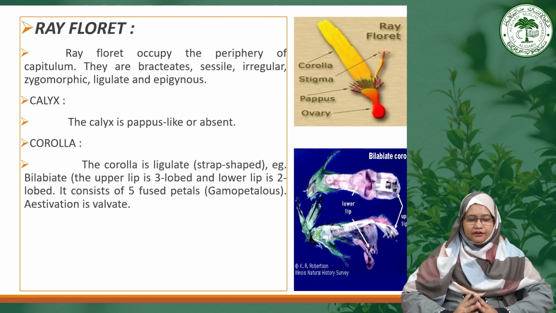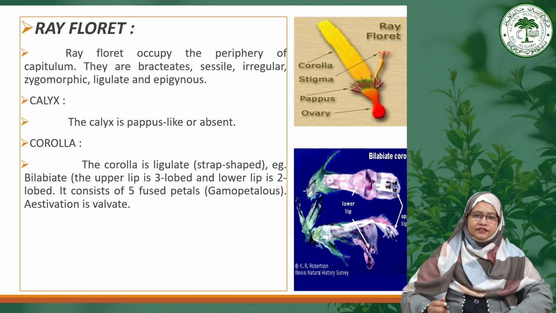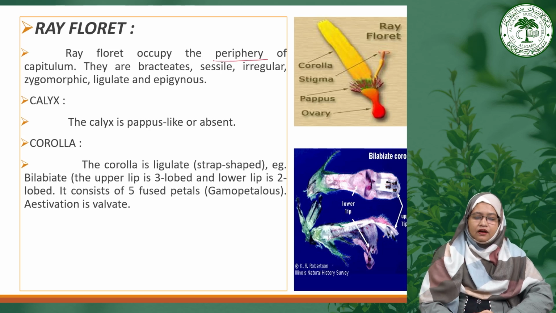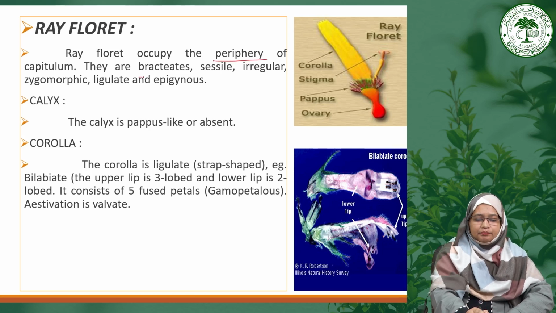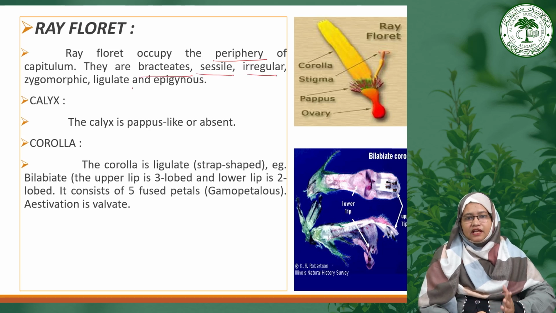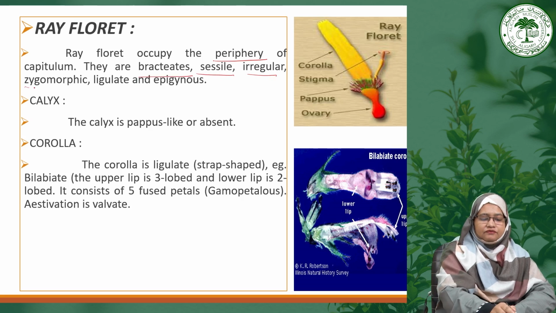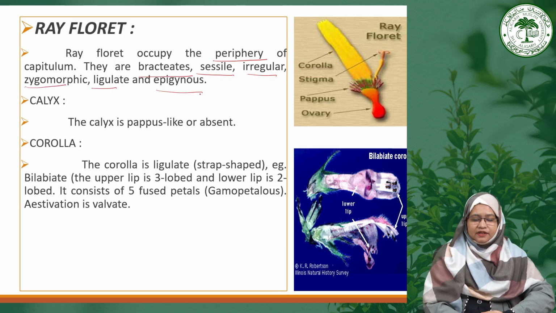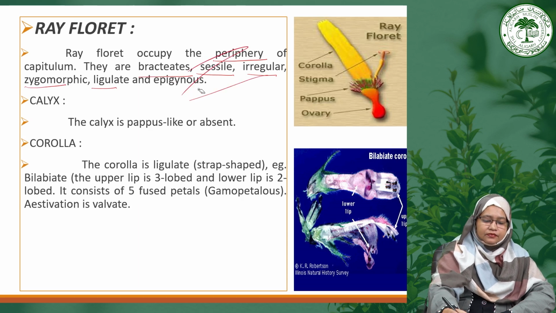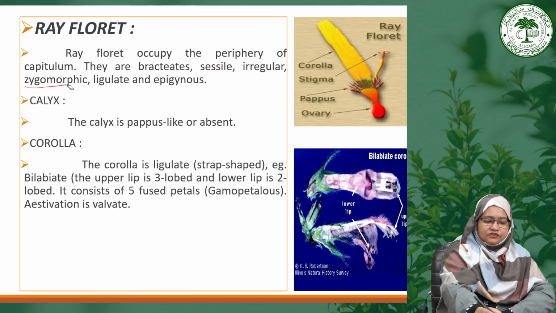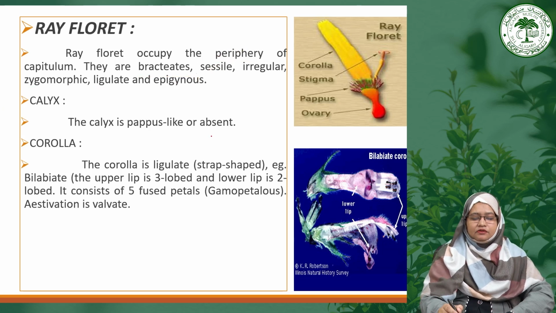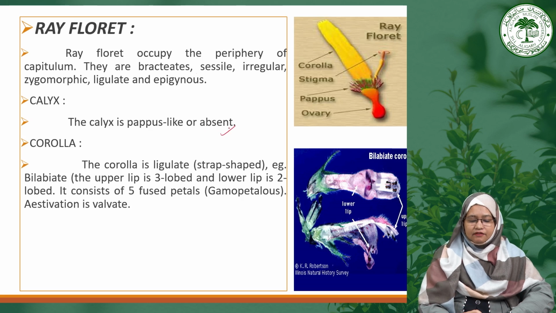And the next one is the ray floret. Ray florets generally occupy the periphery of the capitulum and they are also bracteate, sessile, irregular, while the disc florets have actinomorphic symmetry. They are irregular and have zygomorphic symmetry. They are ligulate and also epigynous. So just because of the shape of the corolla, these ray florets become zygomorphic. The calyx is also the same, pappus-like or sometimes may be absent in case of a ray floret.